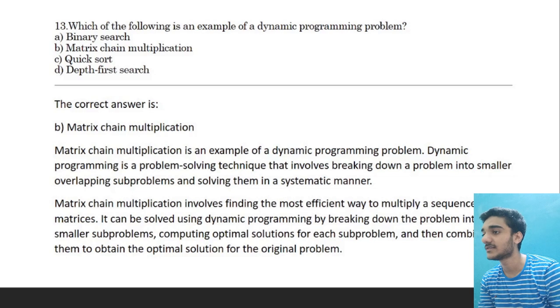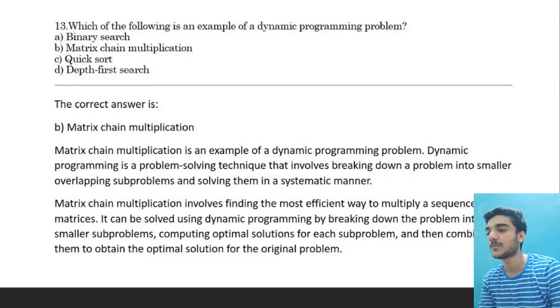Dynamic programming is a problem solving technique that involves breaking down a problem into smaller overlapping subproblems and solving them in a systematic manner. Matrix chain multiplication involves finding the most efficient way to multiply a sequence of matrices. It can be solved using dynamic programming by breaking down the problem into smaller subproblems and computing the optimal solution for each subproblem, and then combining them to obtain the optimal solution for the original problem.